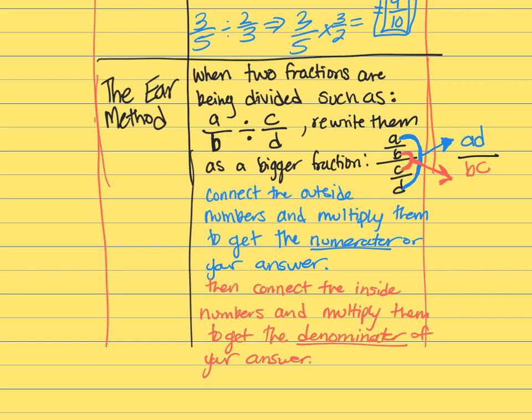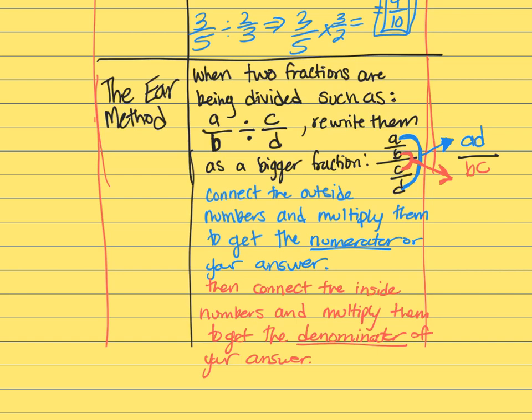The black writing says, when two fractions are being divided, such as A over B divided by C over D, those letters just represent numbers. So pretend A is 1, B is 2, C is 3, D is 4. So let's say it has like 1/2 divided by 3/4. Rewrite them as a bigger fraction, so the other black writing. Go ahead and pause the video, only write the black writing, and then go ahead and unpause the video, and then you can write the blue and the red together.